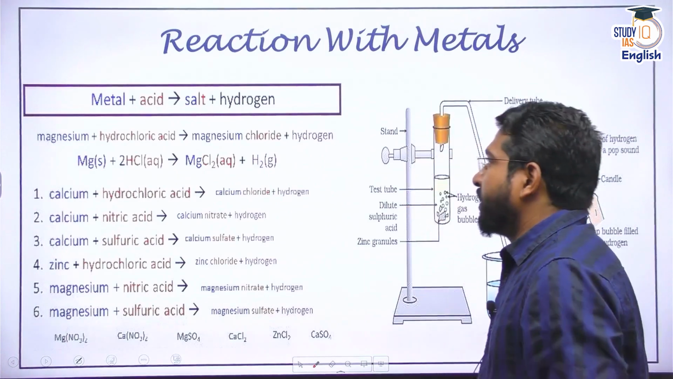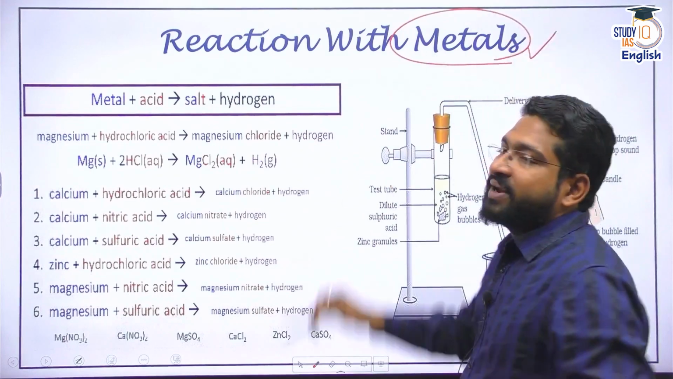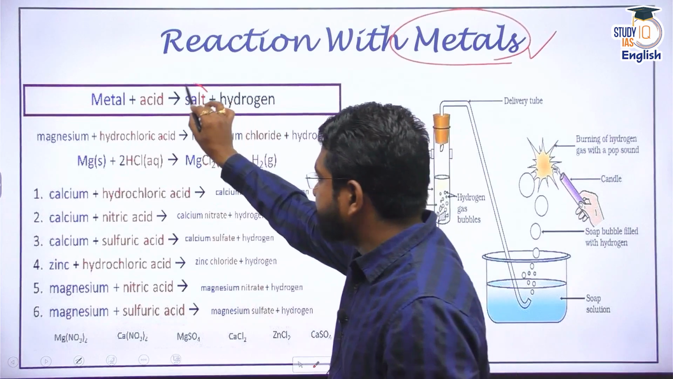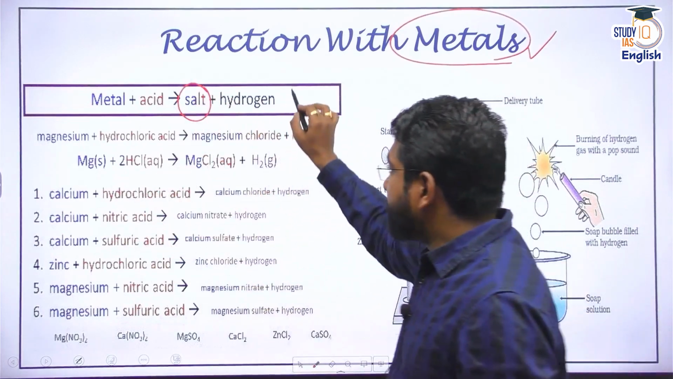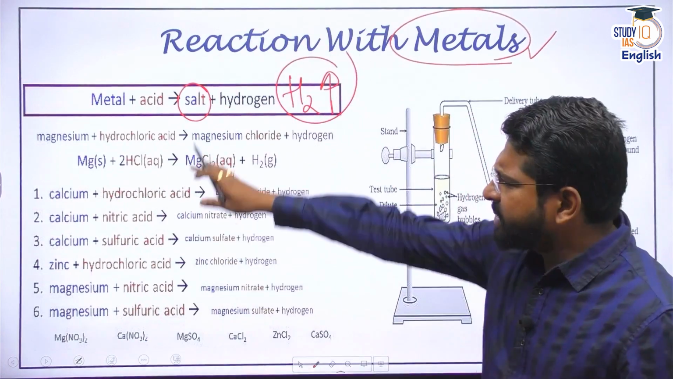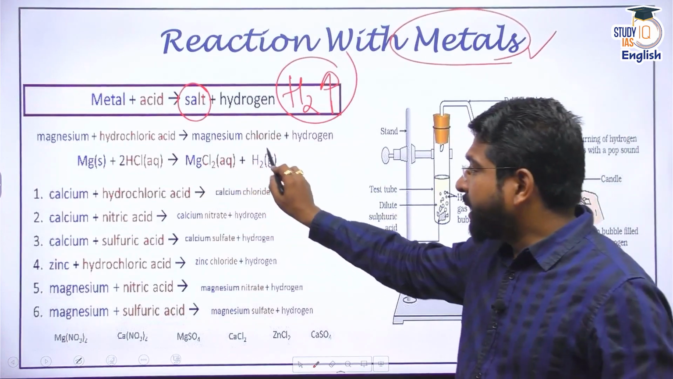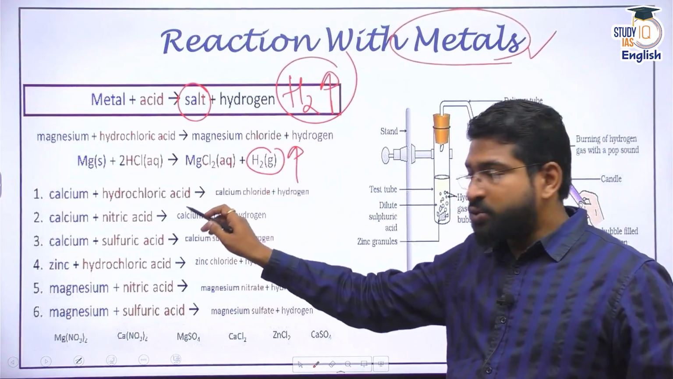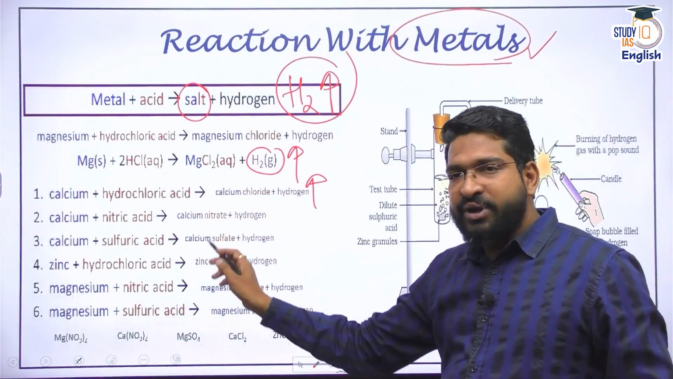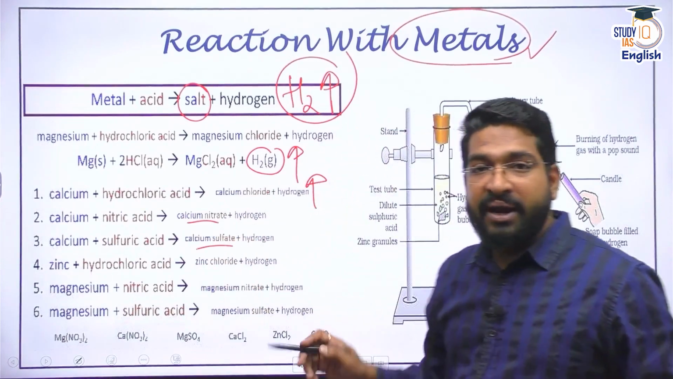First thing, reaction of an acid with metals. Now, when an acid reacts with a metal, it leads to formation of a salt, and remember, hydrogen gas is released. I can give you so many examples. Magnesium reacting with hydrochloric acid leads to magnesium chloride salt, and hydrogen gas is released. Calcium with hydrochloric acid gives calcium chloride, and hydrogen gas is released. Calcium with nitric acid, calcium with sulfuric acid, its corresponding salt, calcium nitrate, calcium sulfate, is formed, and hydrogen gas is released.